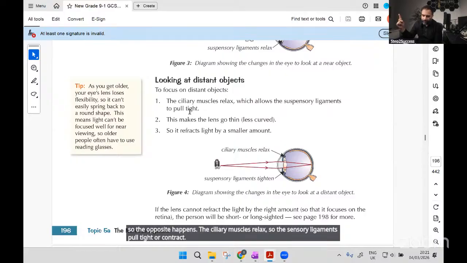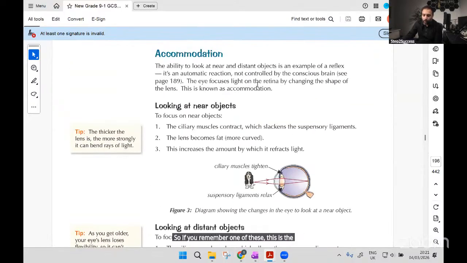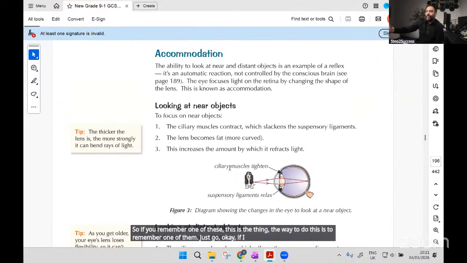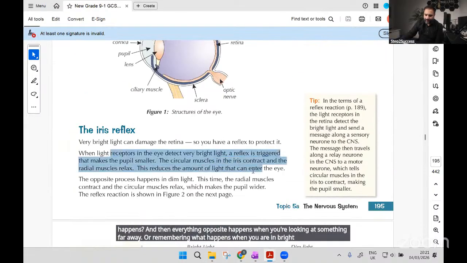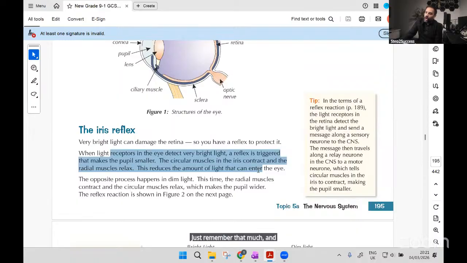So the way to do this is to remember one of these. Just go, okay, if I'm looking at something close up, what happens? And then everything opposite happens when you're looking at something far away. Or remember what happens when you are in bright light. Just remember that much, and then you should be able to figure out that the opposite happens when you're in the dark.